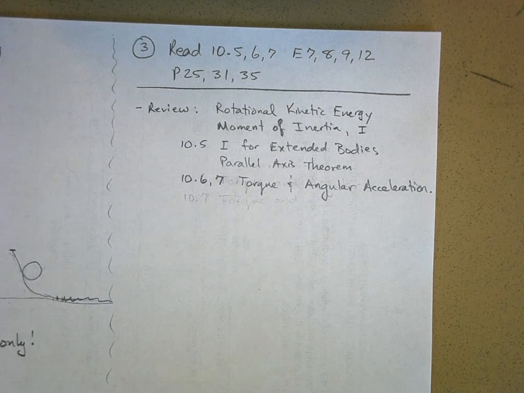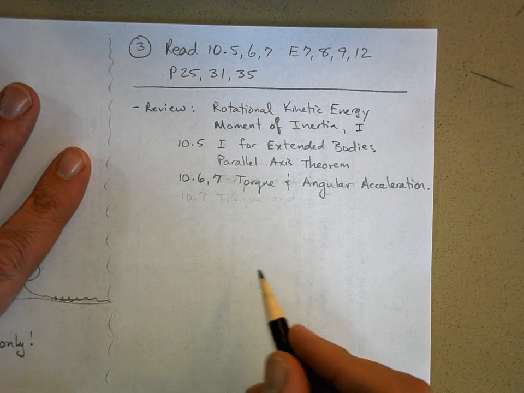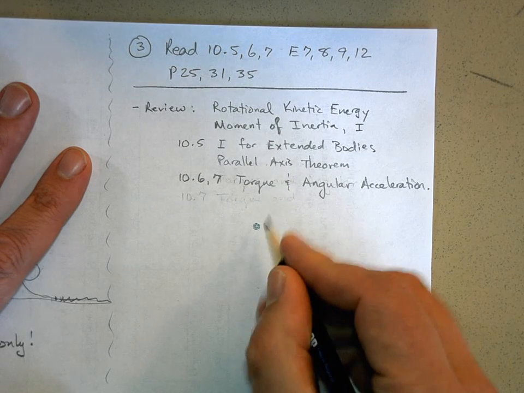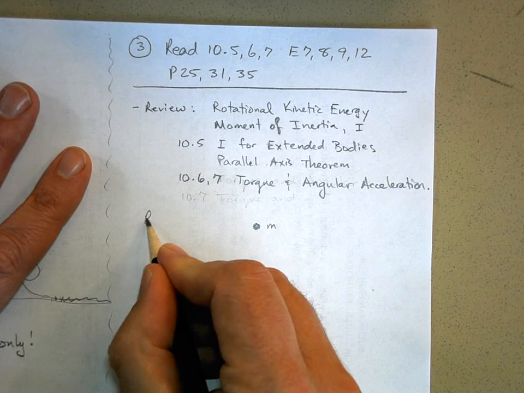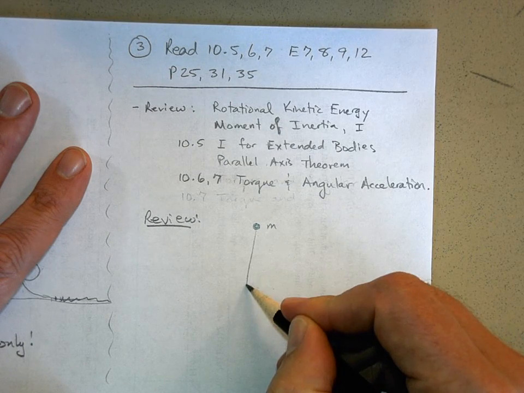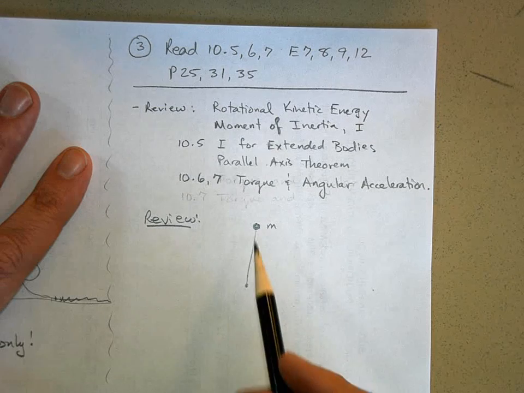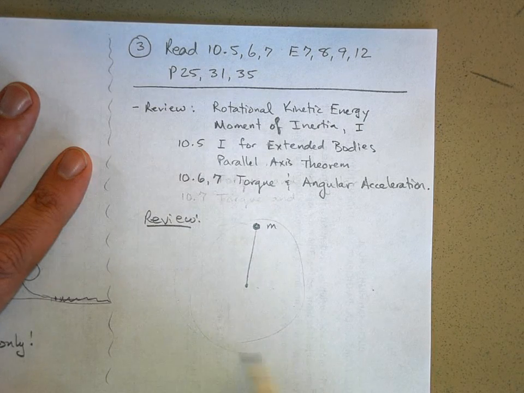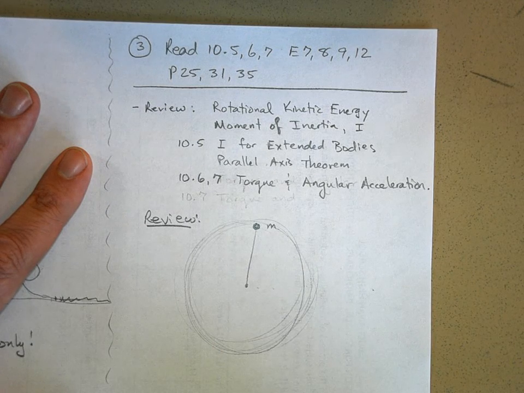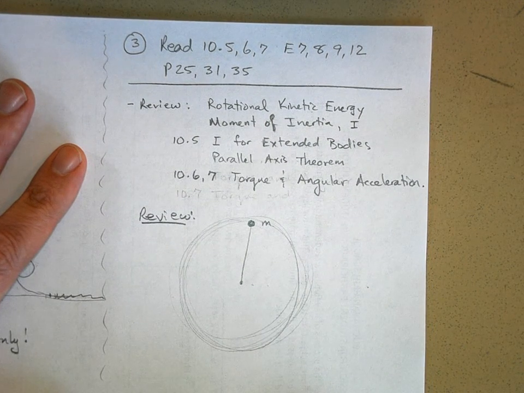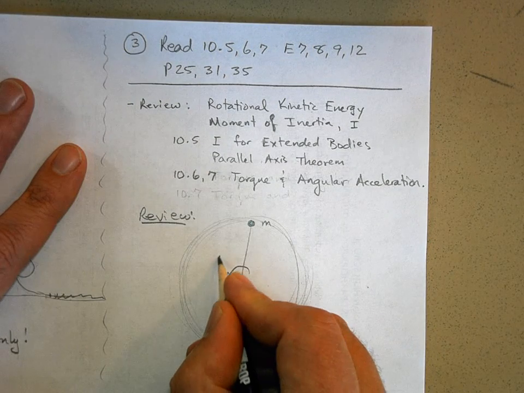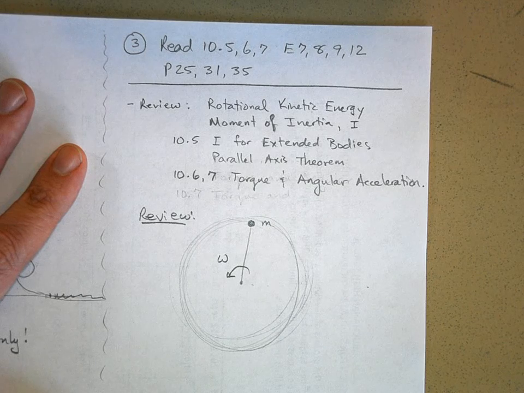So let's get started. Here's what we did. Imagine you've got a mass on a string. So this is our little review here. If we have a mass on a string, and it's rotating, going through circular motion, well, it has kinetic energy, and let's say it's rotating with a certain angular velocity omega, and we're going to keep this in radians per second.